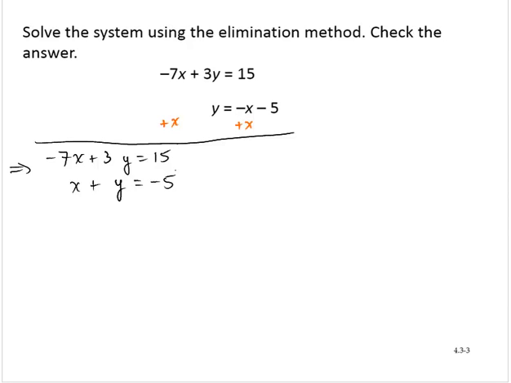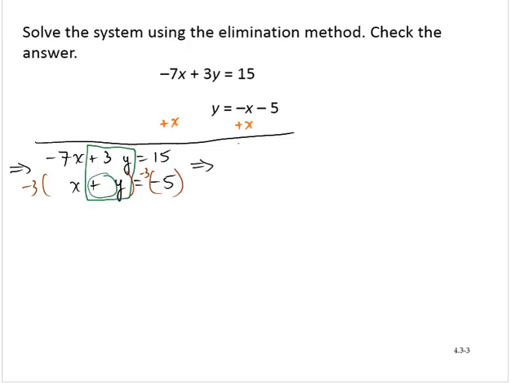And now I focus in on one of the variables. I'm going to focus on the y's in this case. In the previous exercises I focused on x. In this example I'll focus on the y's. So if I think ahead, I have a 3y, and I want to say to myself, what do I want this coefficient to be so I get an elimination? Well, 3 plus negative 3 is 0. And so that tells me that I should multiply the entire second equation, both sides, by negative 3.